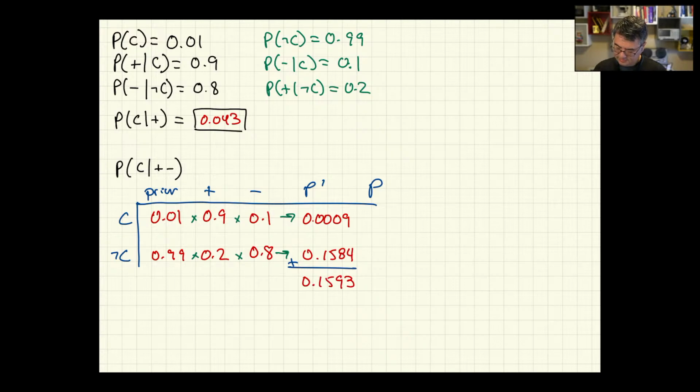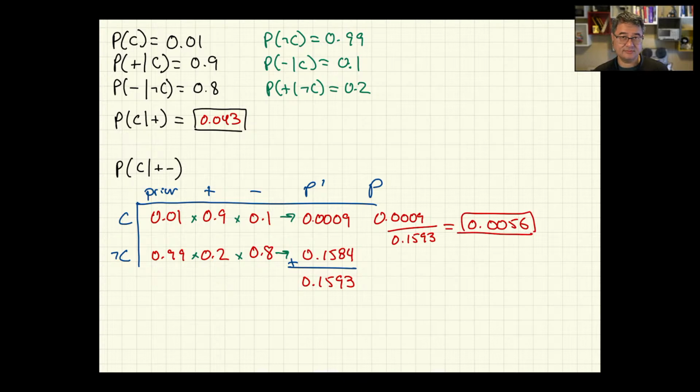0.1593. Okay, for our final probability, we've got 0.0009 divided by 0.1593. And that gives us 0.0056.